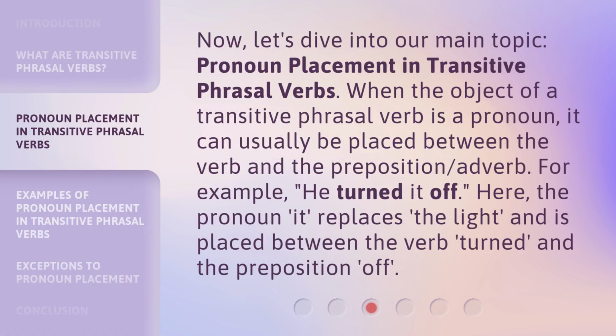Now, let's dive into our main topic, pronoun placement and transitive phrasal verbs. When the object of a transitive phrasal verb is a pronoun, it can usually be placed between the verb and the preposition or adverb. For example, "he turned it off." Here, the pronoun "it" replaces "the light" and is placed between the verb "turned" and the preposition "off."